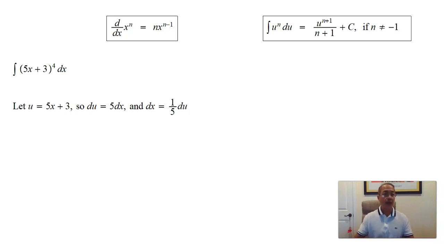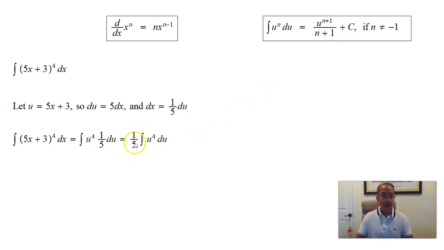Okay, so our integral becomes the integral of u to the power 4, and then the dx becomes 1/5 du. Okay, so we take that over here. And then as usual, we can take the 1/5 outside. So let's copy this. 1/5 will go outside of our integral. You get u to the 4th du. So our n is 4. 4 plus 1 is 5. We have u to the 5th power and also divide by 5.